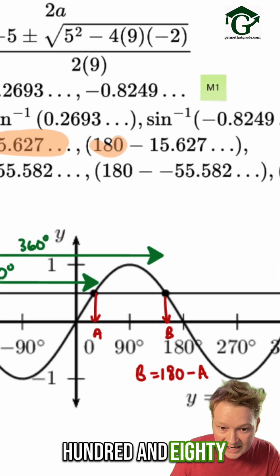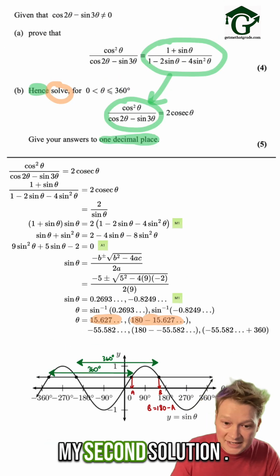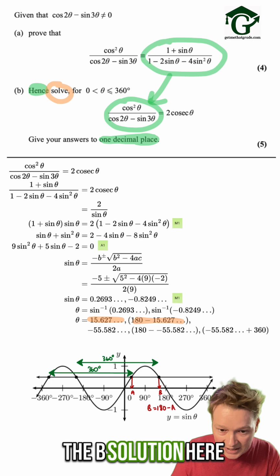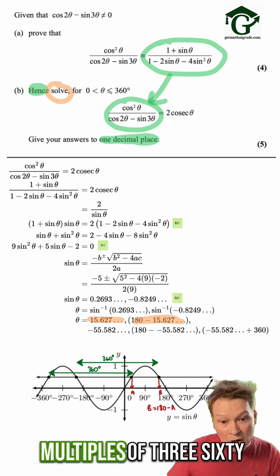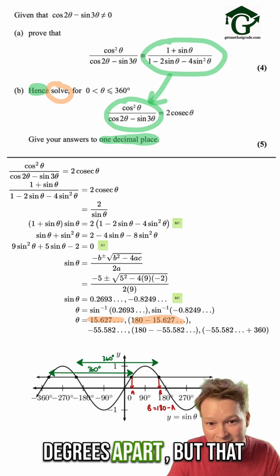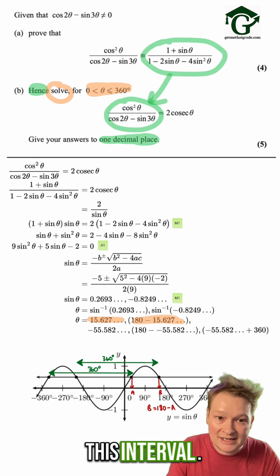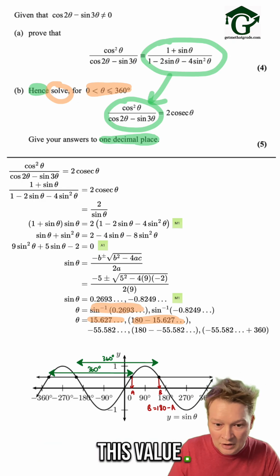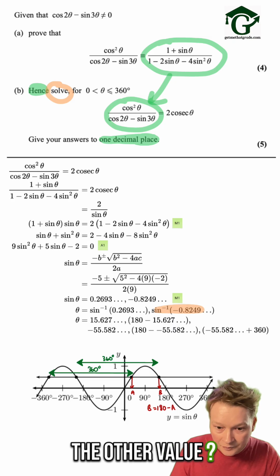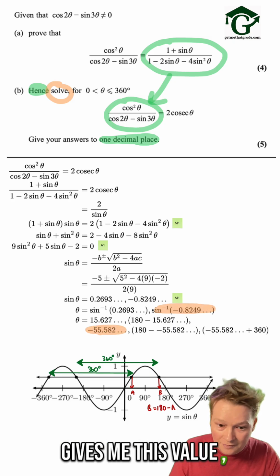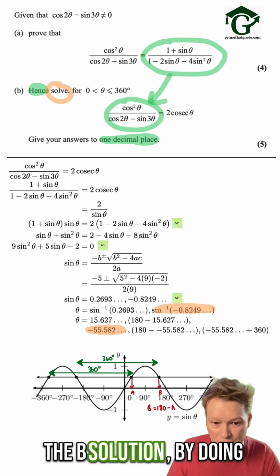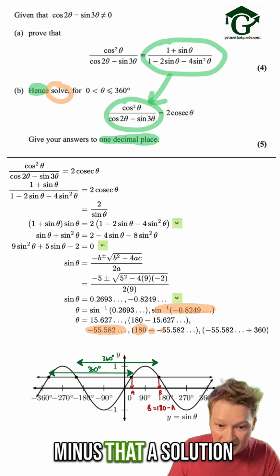So I'm going to do 180 minus the value the calculator gave me for my second solution. All other solutions to both the A solution and the B solution here would be multiples of 360 degrees apart. But that would take us outside of this interval. So I don't need to worry about any more solutions for arcsine of this value. What about arcsine of the other value? Well, the calculator gives me this value. That's what I would call the A solution. But I can get another solution, the B solution, by doing 180 minus that A solution.